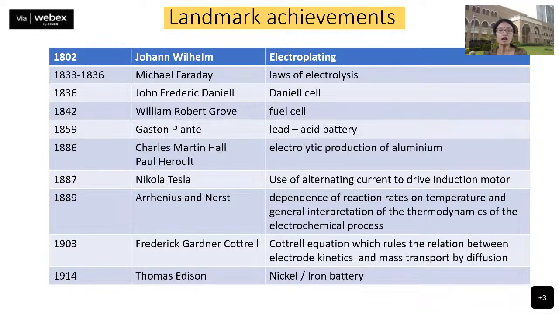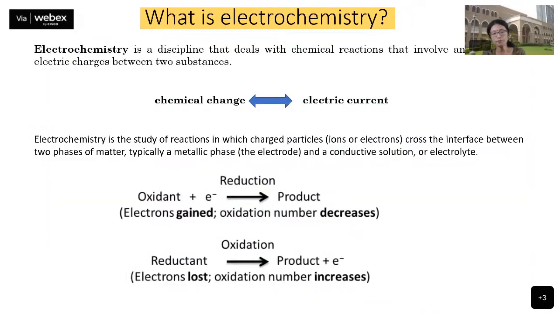Then we had Arrhenius and Nernst, who gave the idea about the dependence of reaction rates on temperature and a general interpretation of the thermodynamics of electrochemical processes. Then we had the Cottrell equation, which is very important, which gives the relation between electrode kinetics and mass transport by diffusion. And this came in 1903. And then, of course, the nickel-iron battery by Thomas Edison in 1914. So these were all the different landmark achievements which ultimately led to the field of electrochemistry.